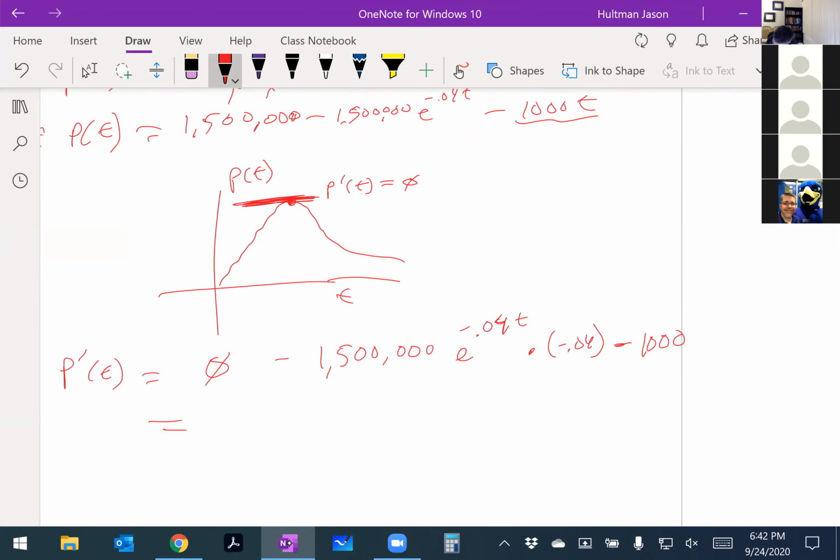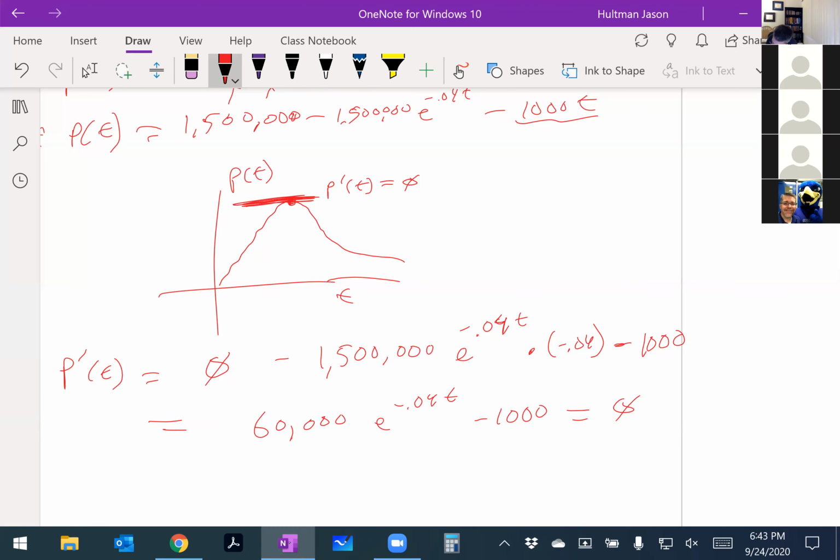So this is going to be a negative times a negative. What's 1.5 million times 0.04? Well, that's 60,000. So the negative times a negative here is a positive. So this is 60 grand, e to the negative 0.04t, minus 1,000. And I want to set that equal to 0 and solve.